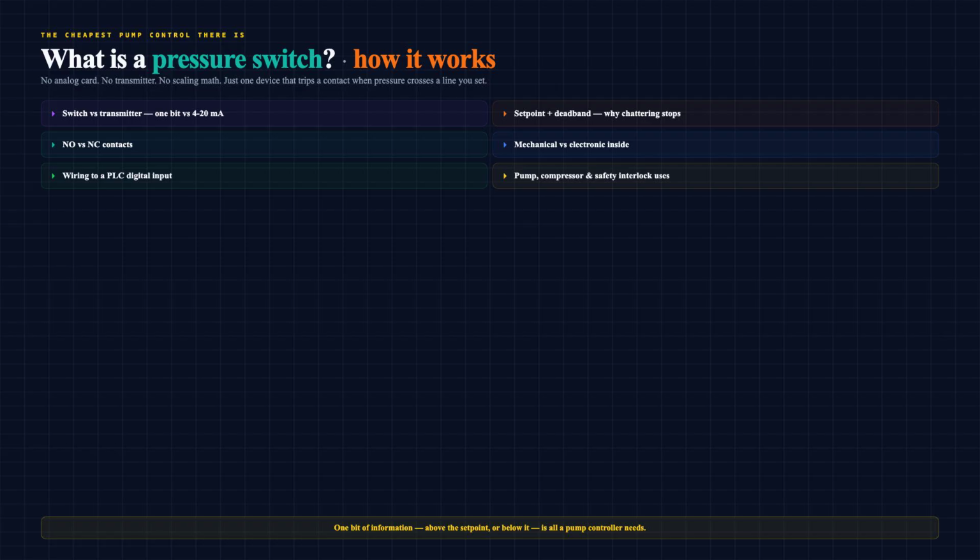It has been doing this job on the factory floor for decades, and it is still everywhere on well pumps, air compressors, hydraulic packs, and safety interlocks. So how does something this simple actually work?